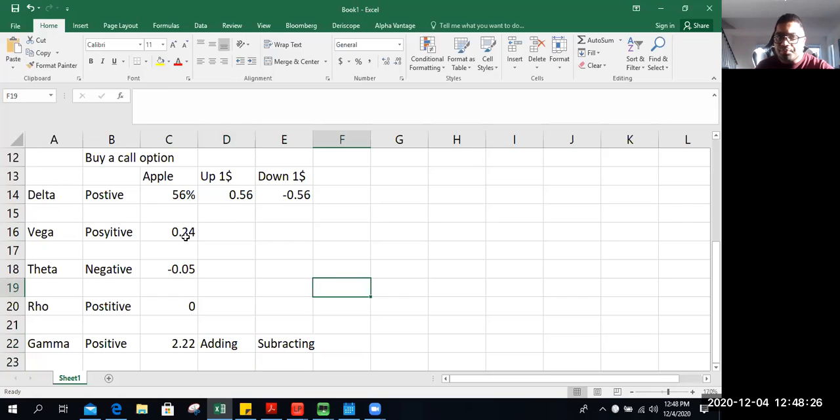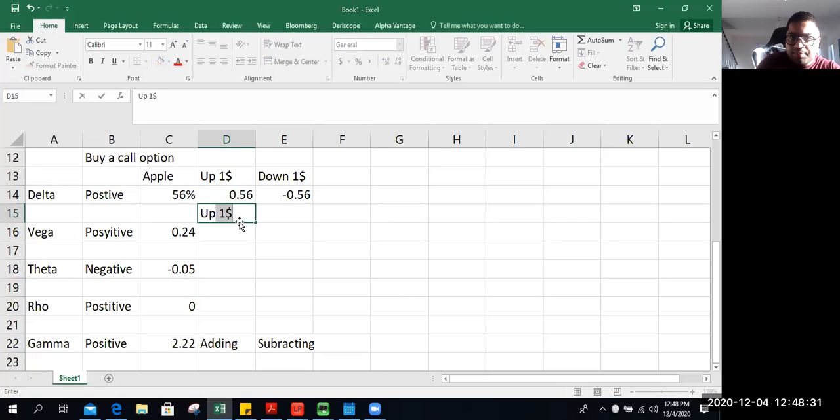So delta we know, vega is 0.24. What does that mean? If volatility goes up by 10%, right? If volatility moves up 10%, so this option will move 10% into 0.24. That is, this option will move up 2.40. Same way, if volatility moves down 10%, it will move down by 2.4%.